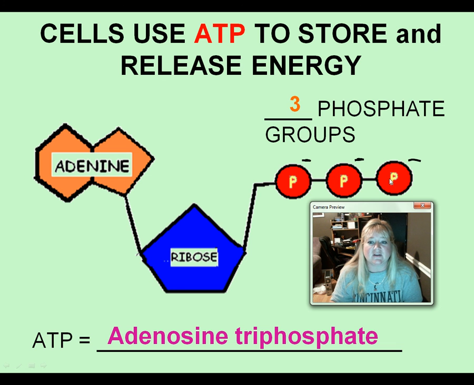But like we said, there's a lot of stored potential energy, especially with this last phosphate group, because as soon as that gets chopped off by hydrolysis, the negative charges repel each other and expel a lot of energy. So this is the ATP molecule. That's what cells use to store and release energy.